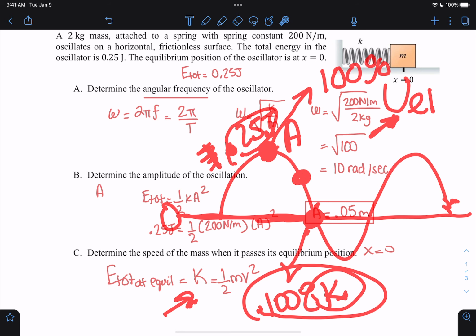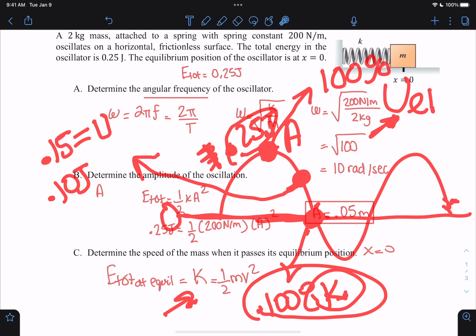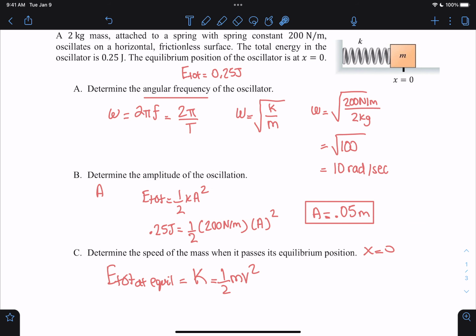Now, if I were to choose a point here, for example, I might at this point have like 0.15 joules of spring potential energy and 0.10 joules of kinetic, where if you add them up, you get 0.25, right? It's just like different flavors of energy that we can add up in different amounts to get that total energy. We know that total energy of the whole system will be entirely spring potential energy at the amplitude, and entirely kinetic energy at the equilibrium position.